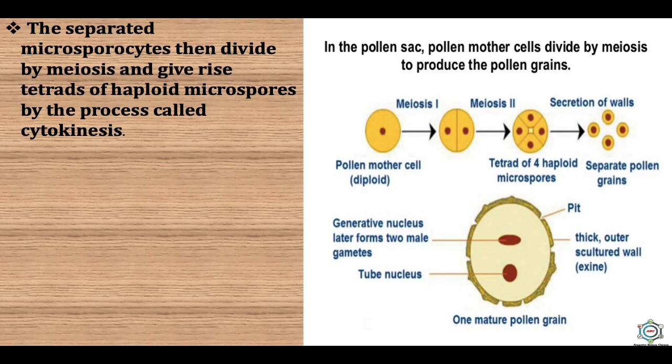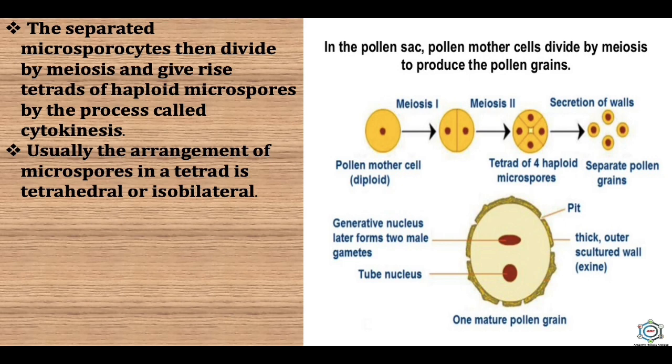Here, the separated microsporocytes then divide by meiosis and give rise to tetrads of haploid microspores by the process called cytokinesis, which in the picture you can see after the second meiosis, a tetrad of four haploid microspores is formed. So, cytokinesis results in the separation of four haploid nuclei, which are arranged in the tetrad. Usually, the arrangement of microspores in a tetrad is tetrahedral or isobilateral.